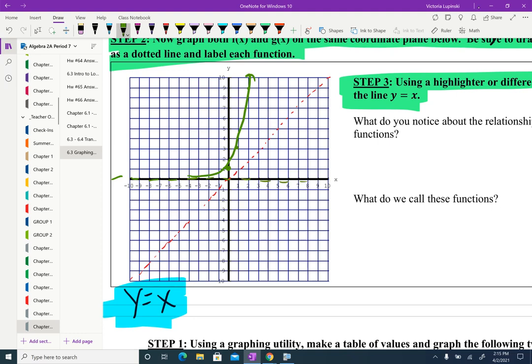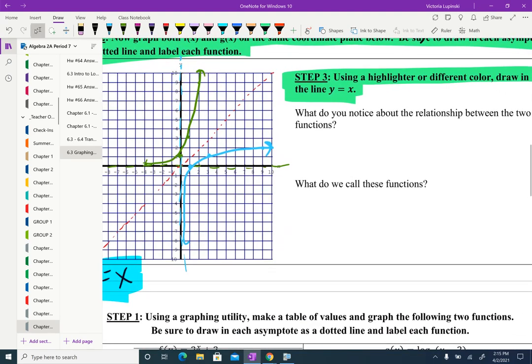There's my asymptote. And then I'm going to want to go ahead and do the log. So if I do the log, I'm going to do 1, 0. I'm going to do 3, 1. I'm going to do 9, 2. And then I have my vertical asymptote and getting small, small, small, and then shooting off to the right.